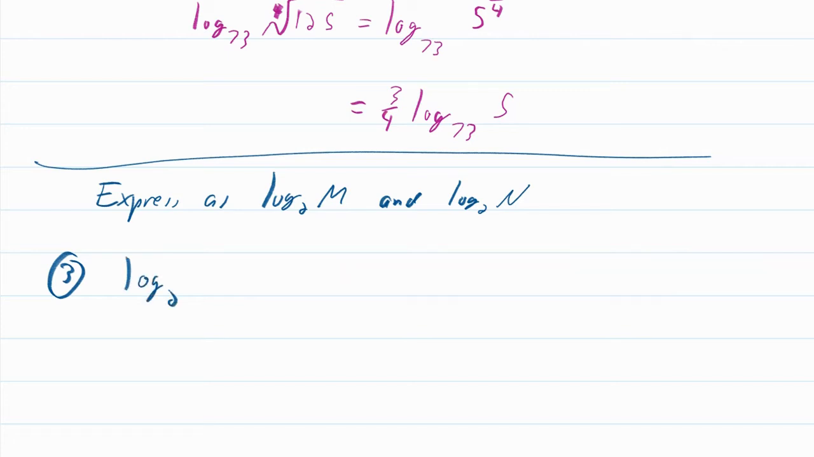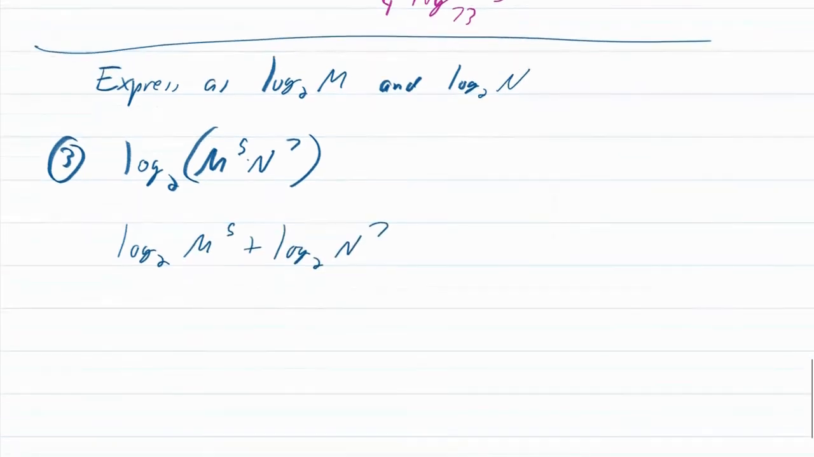You're going to see things like the log base 2 of m to the 5th times n to the 7th, and breaking them apart as much as possible is what you need to do. Log base 2 of m to the 5th plus the log base 2 of n to the 7th. And these exponents now become multipliers: 5 times the log base 2 of m plus 7 times the log base 2 of n.